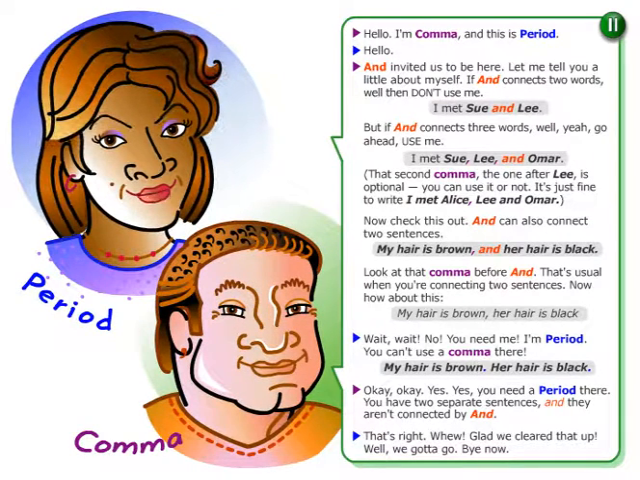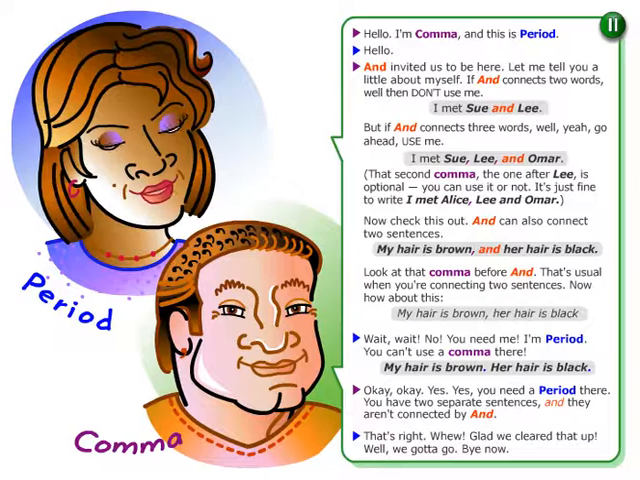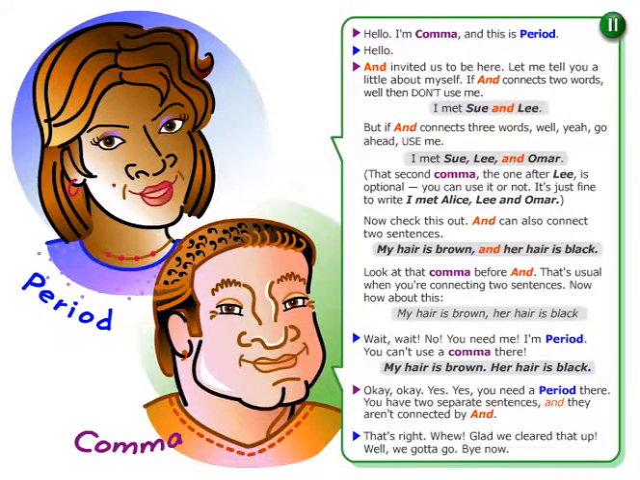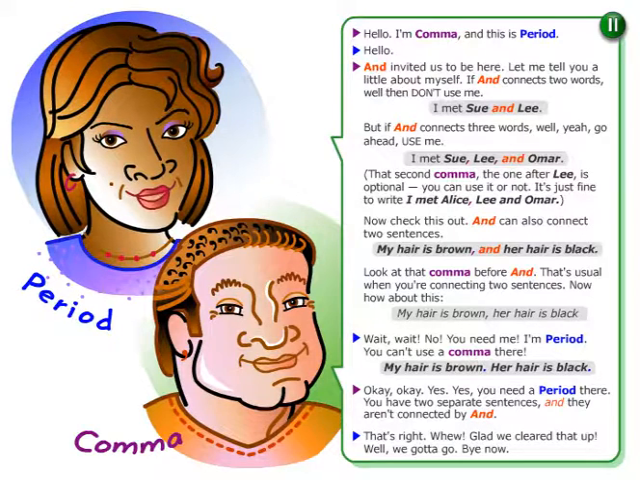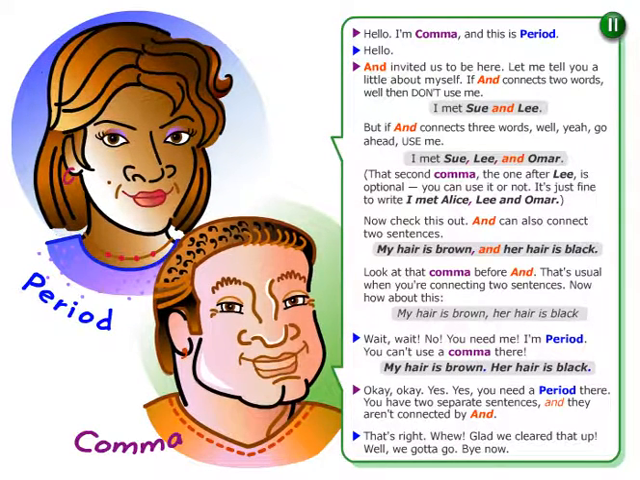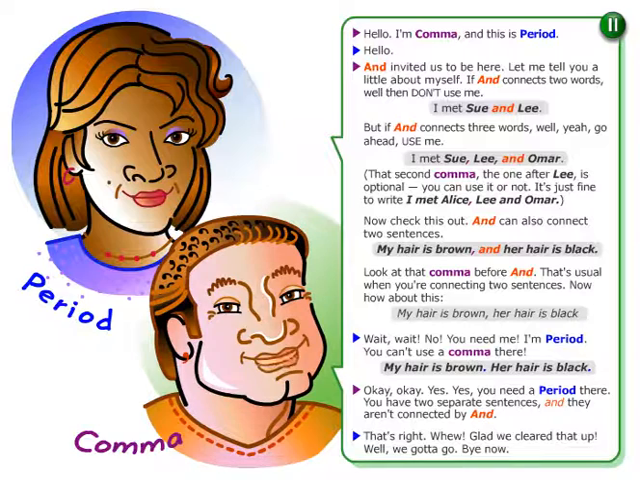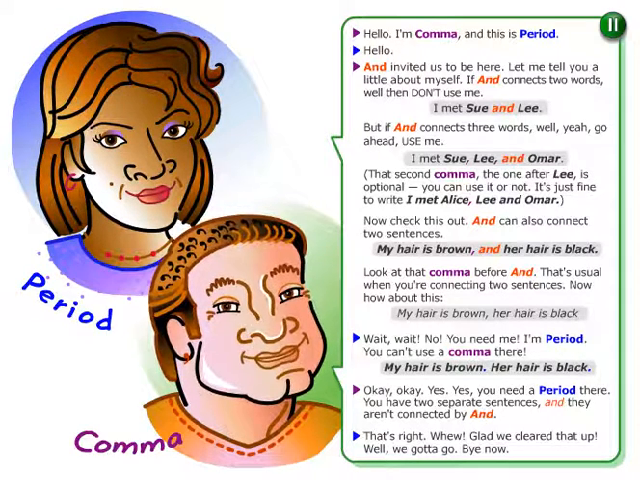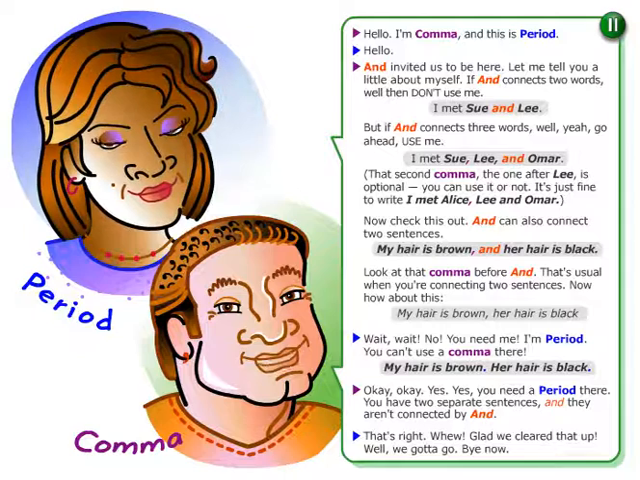Wait, wait. No, you need me. I'm a period. You can't use a comma there. My hair is brown. Her hair is black. Okay, okay. Yes, yes. You need a period there. You have two separate sentences, and they aren't connected by "and."